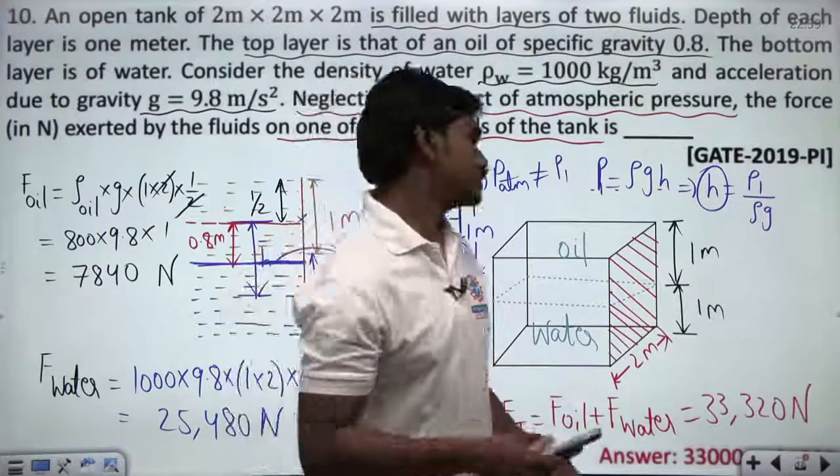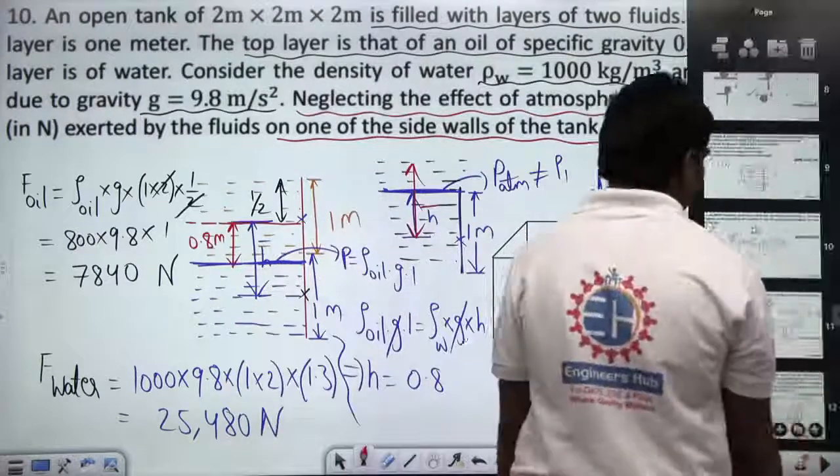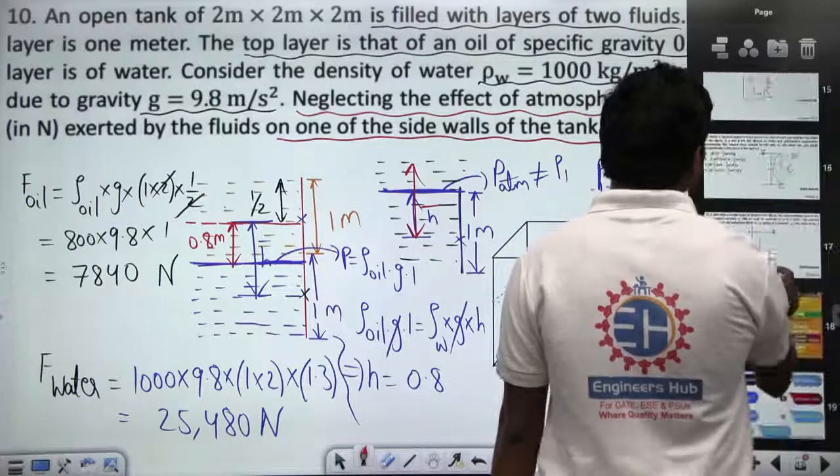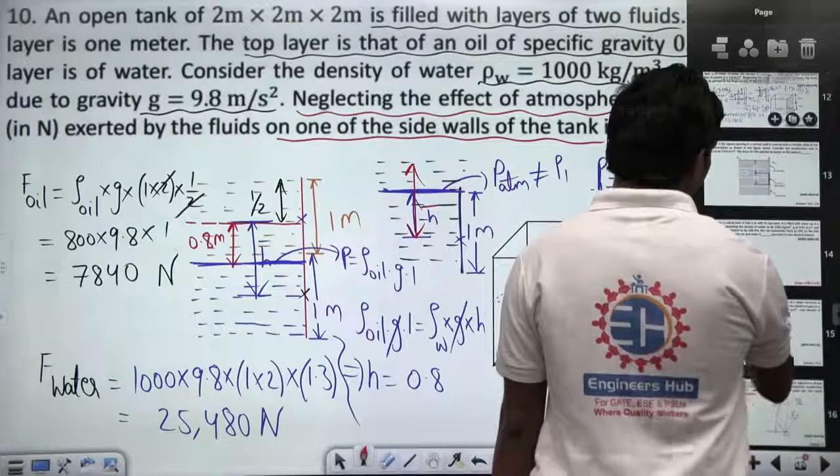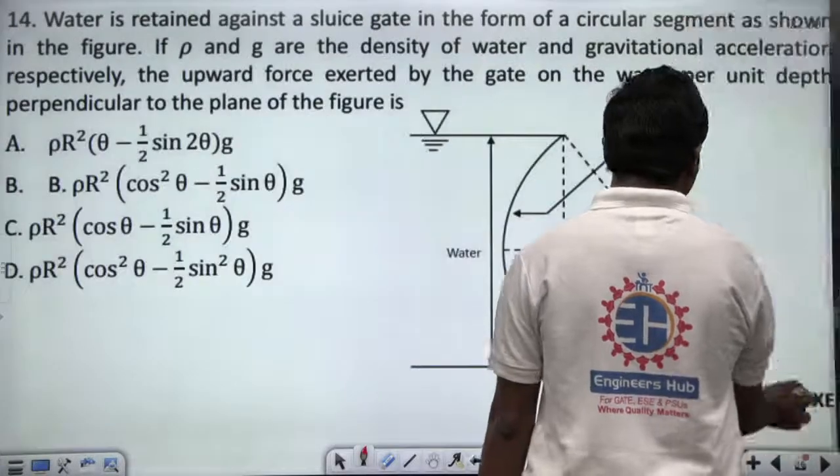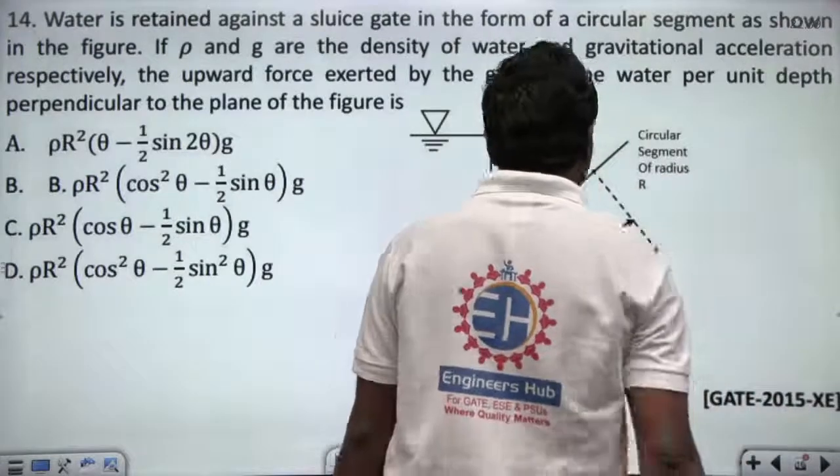Clear? Okay. So I think there are some 2-3 more questions that are left, but of course time is a bit short. Anyhow, those are simple questions.